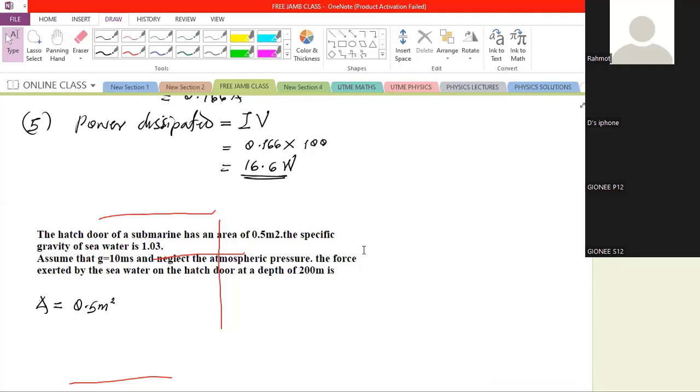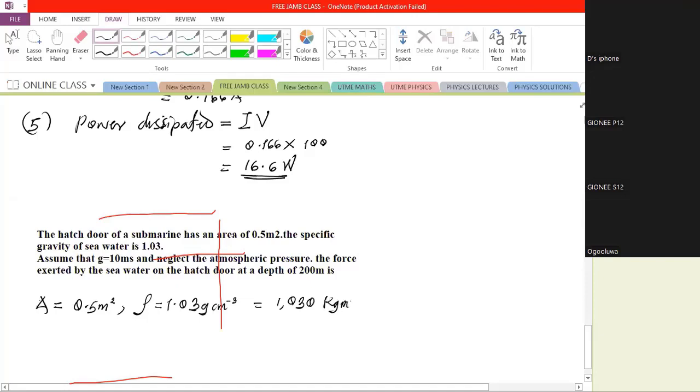Now, they said that as a specific gravity of, that is the relative density here. The density is 1.03 gram per cm cubed, which means 1,030 kilogram per cubic meters. Because it's giving us that one in meters, so I have to convert it to that. Now, G is what? G is 10 meters per second squared. This thing will go up soon. So let's relog in.